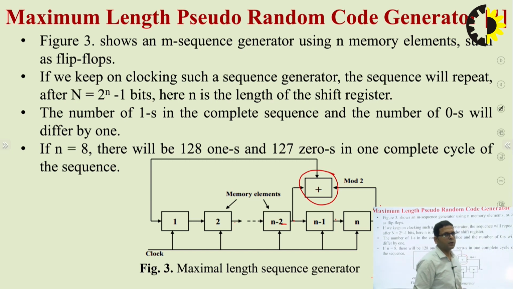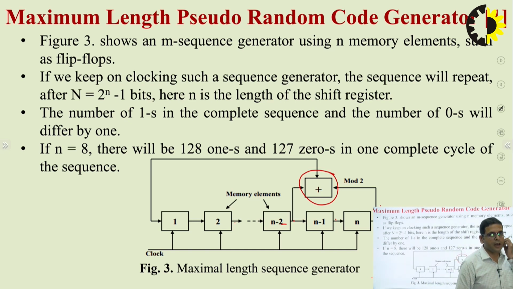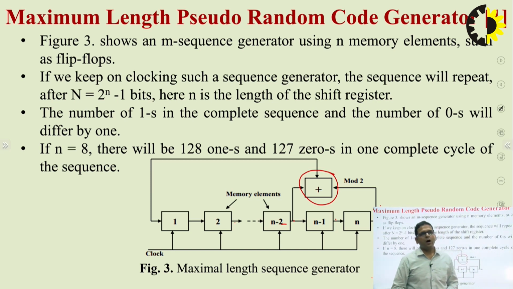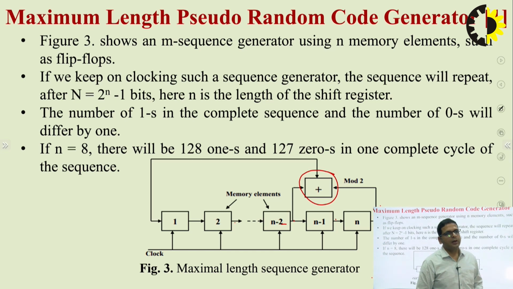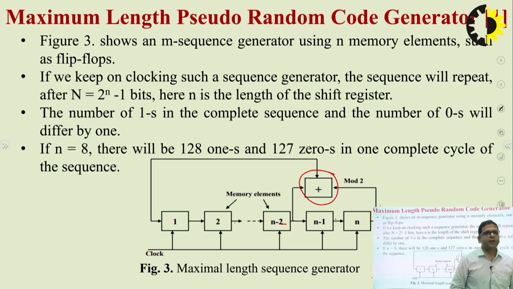Now the pseudo random code has some properties. If we take a period, then in a period the number of ones is always 1 greater than the number of zeros. For example, if we take n equals 8, there will be 128 ones and 127 zeros in one complete cycle of the sequence.